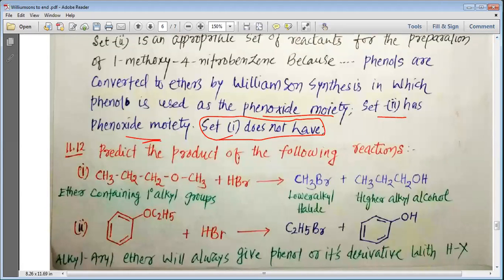Now, my dear students, we have the next question. Let us look at the next question. Predict the product of the following reactions. So we need to predict the product for these reactions. You can see CH3CH2CH2OCH3 and HBr. Now you are well aware that the negative part will attack on the CH3 part because both are primary alkyl groups, and we will get CH3Br and CH3CH2CH2OH.